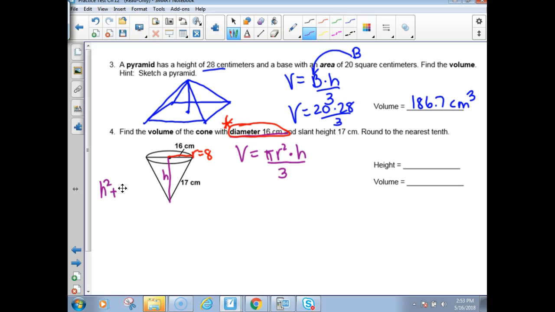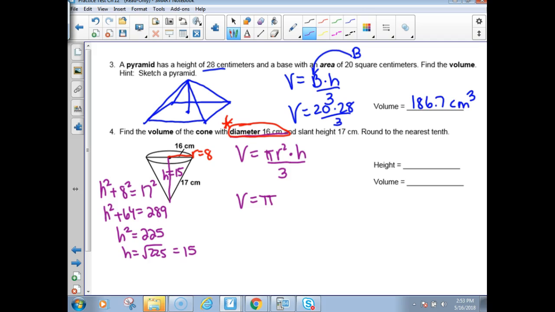So h squared plus 8 squared equals 17 squared. 8 squared is 64, 17 squared is 289. Subtract 64 from both sides, and we'll have h squared equals 225. Take the square root of 225 to solve for h, and that's 15. So now that we know the height's 15, the volume's going to be pi times 8 squared times 15 divided by 3.